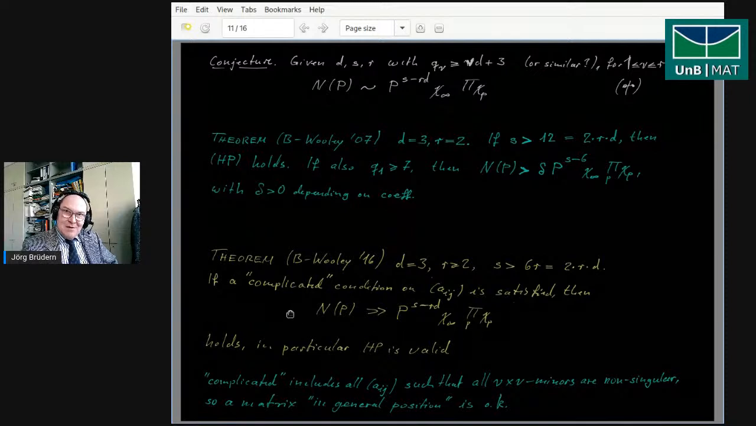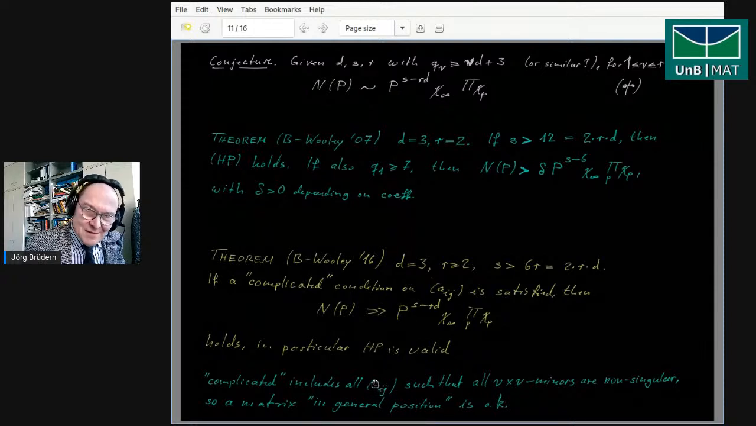Well, in particular for these systems, now the Hasse principle is valid. I don't want to go into the details of what complicated means here, but let me give you a class that is included in complicated, so that you get a feeling of what goes on. So you have now a huge matrix, format S times R, and you look for a quadratic submatrix. And if I know that all the quadratic submatrices are non-singular, so have non-zero determinant, then the complicated rank condition is definitely satisfied.